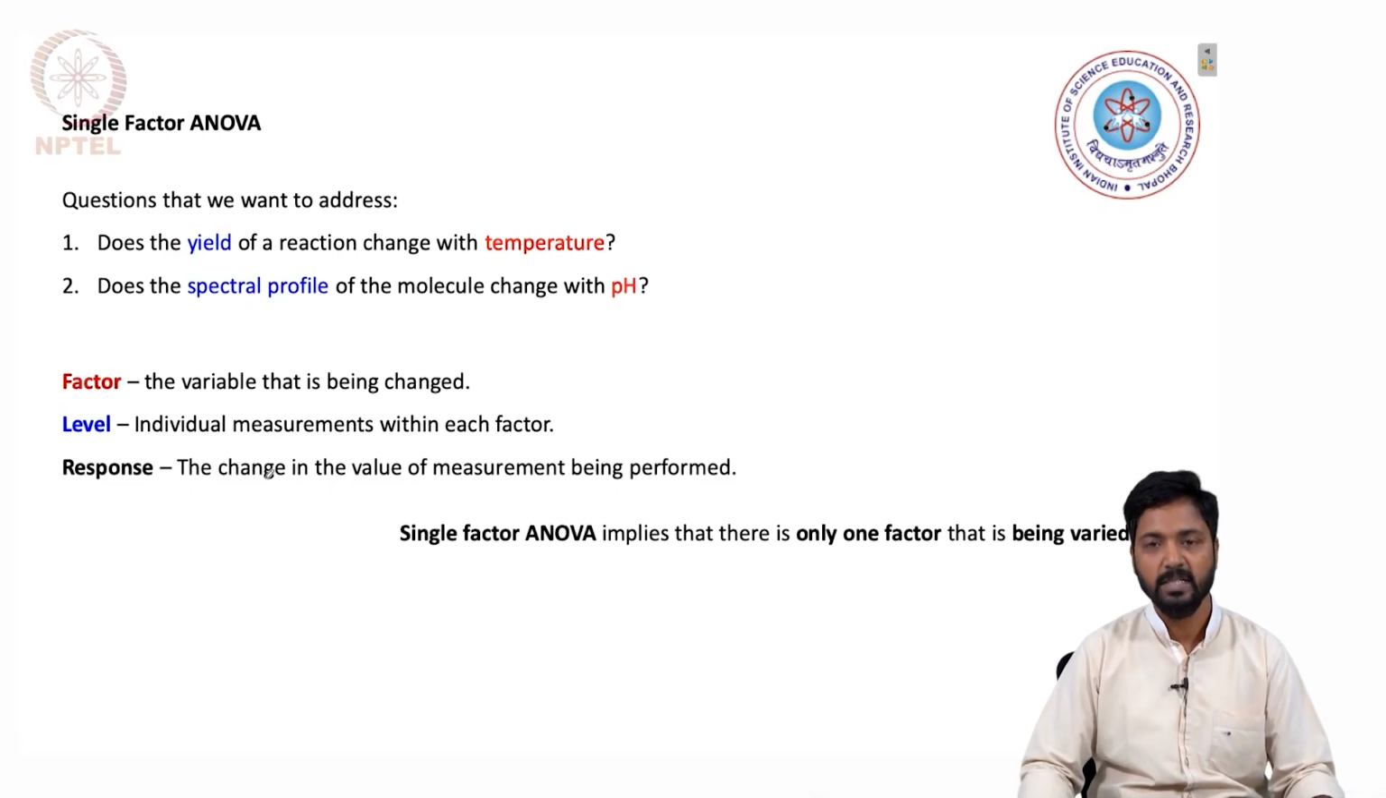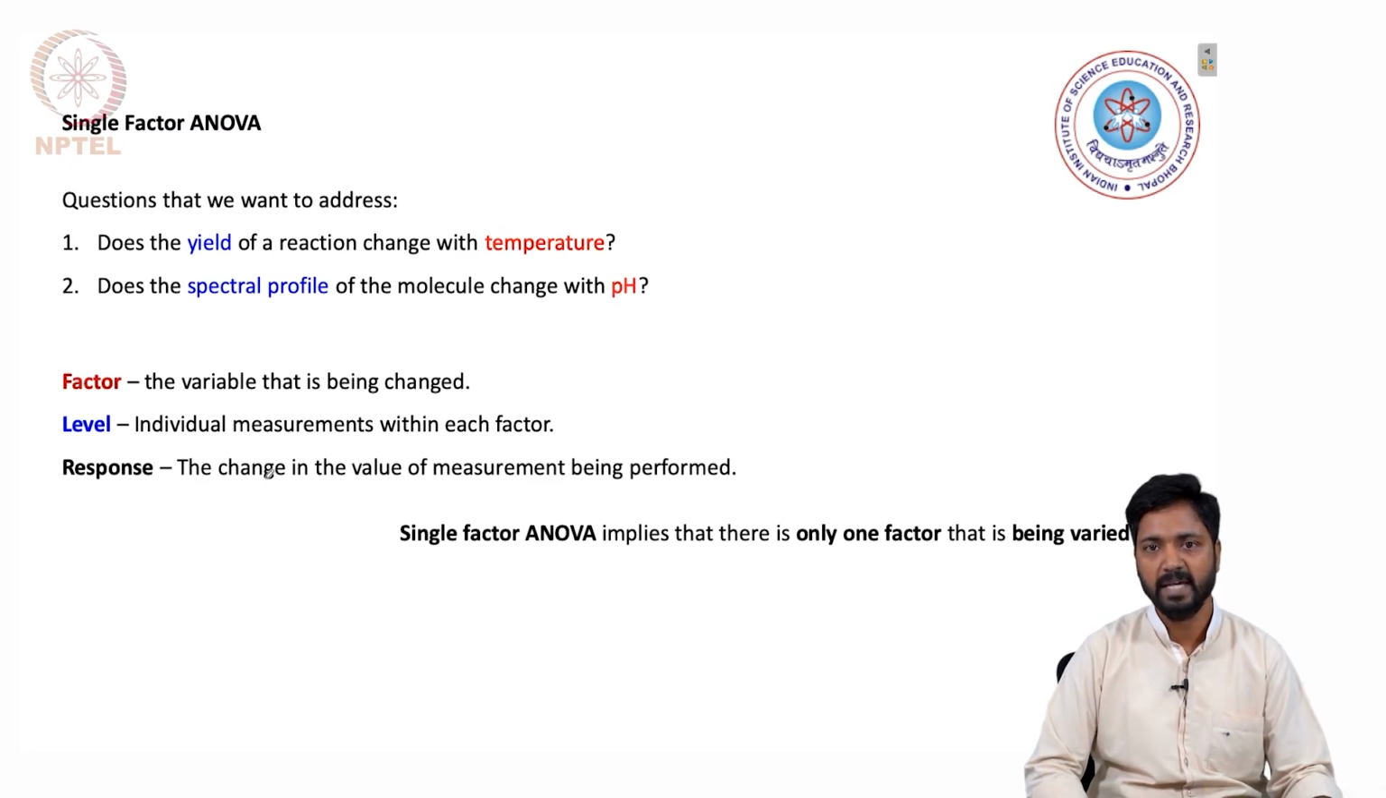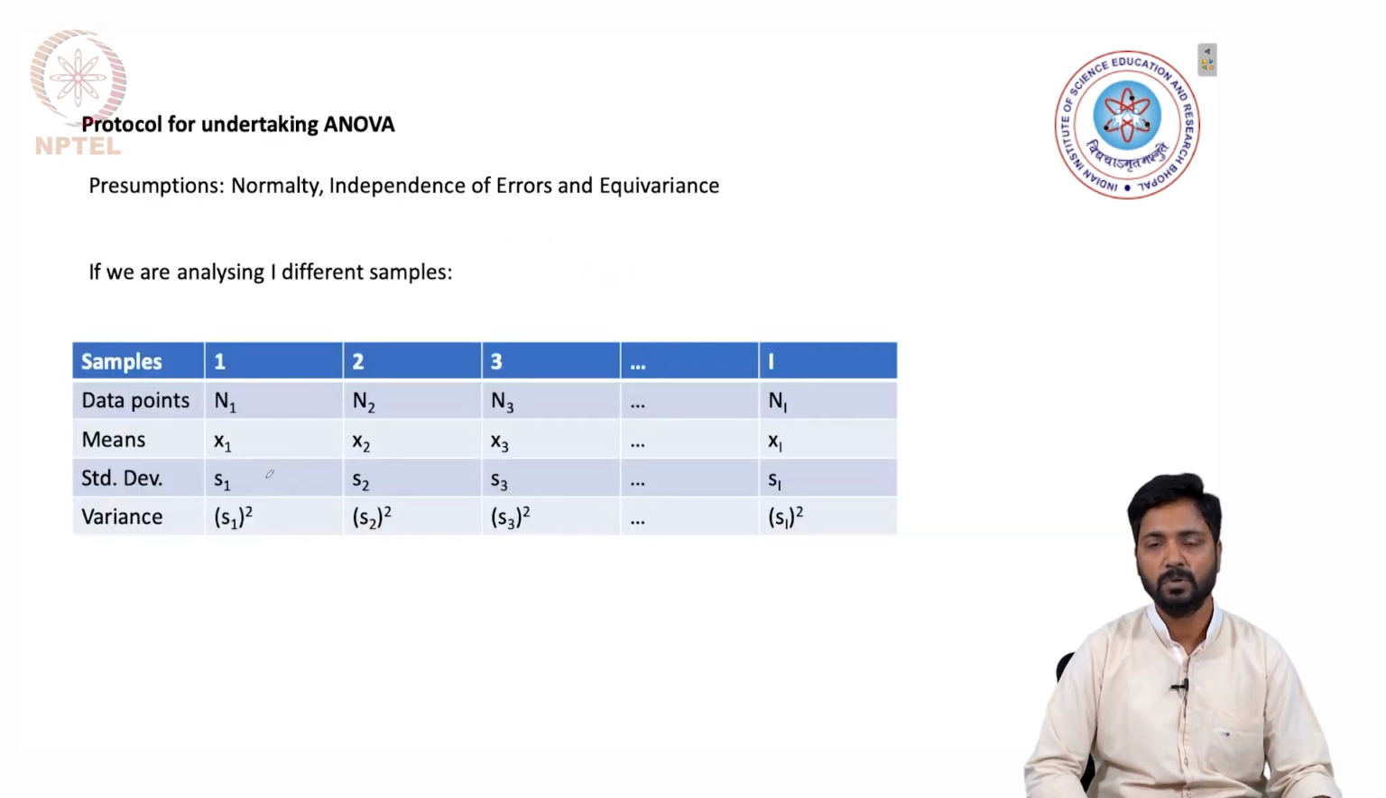So as we can see, in single factor ANOVA there is actually only one variable that is being varied in our analysis. So with this background, let us start applying our understanding to how ANOVA is to be conducted. So, the protocol of undertaking ANOVA.